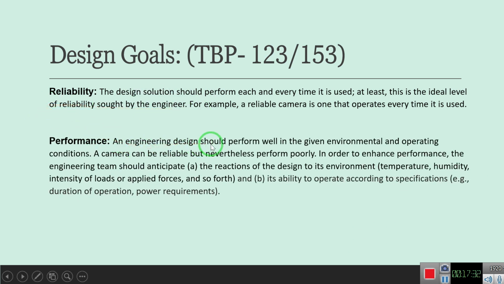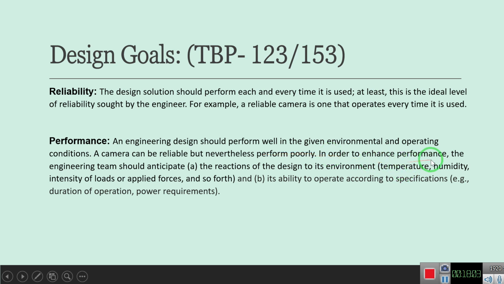Performance. An engineering design should perform well in the given environmental and operating conditions. So the design should work in all the environmental and operating conditions, temperatures or power. In all conditions it has to work the same. A camera can be reliable but nevertheless perform poorly. Say the camera is reliable, but based upon the temperature and operating conditions, it is not operating properly. Then it is bad. It should be reliable and performance should be good.